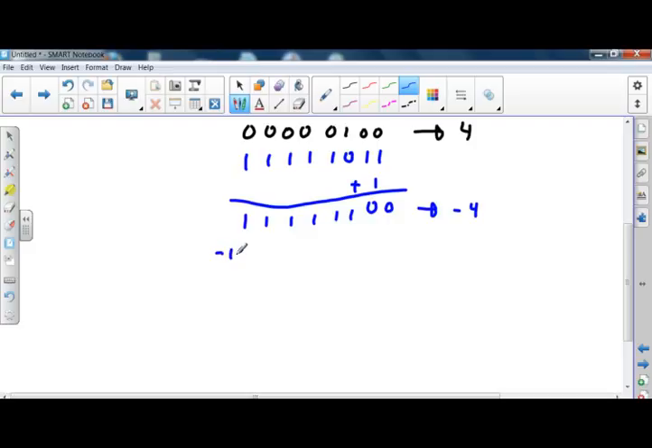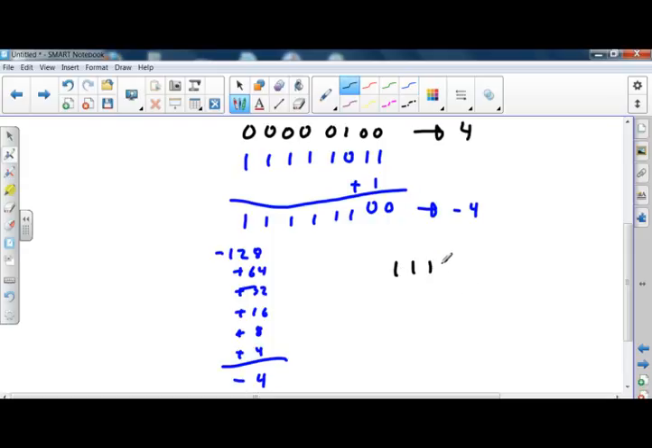So minus 128 plus 64 plus 32 plus 16 plus 8 plus 4 gives you what? Minus 4. Now if I add 4 and minus 4, what should my answer be? 0. Okay, so I'm going to add 4 and minus 4.